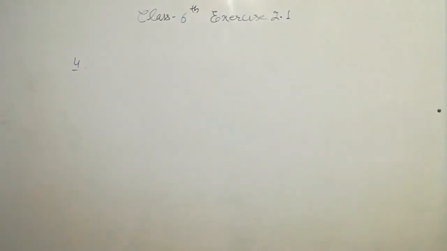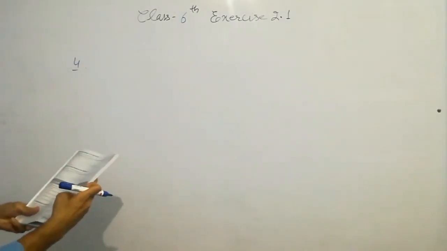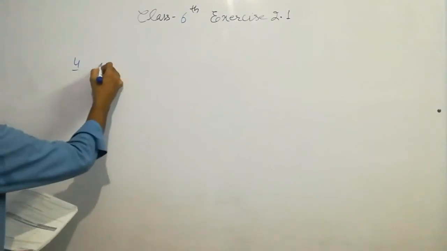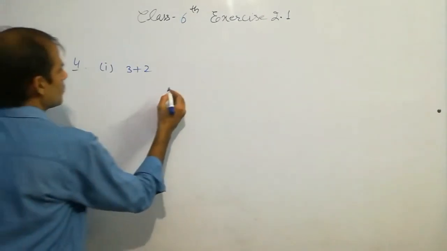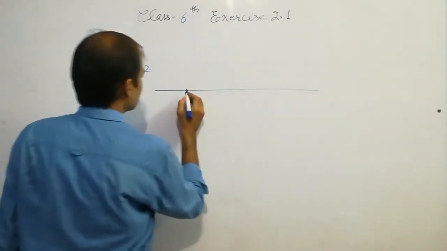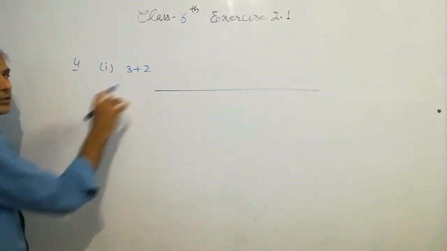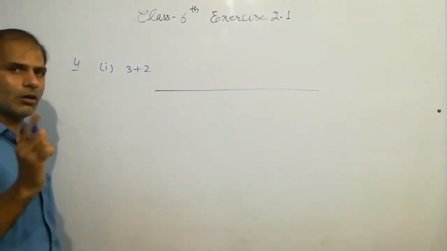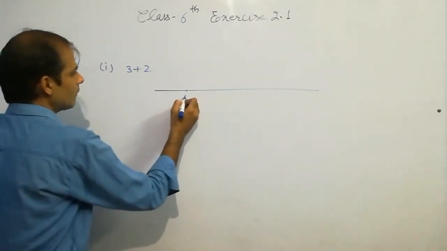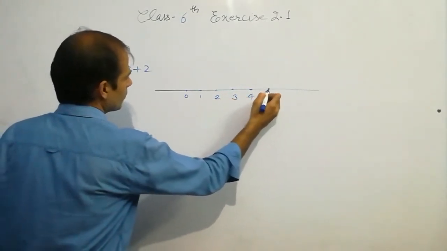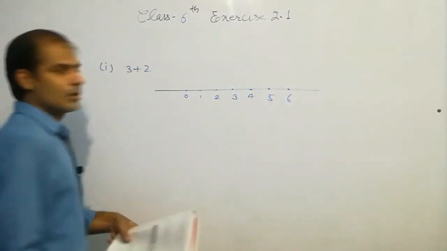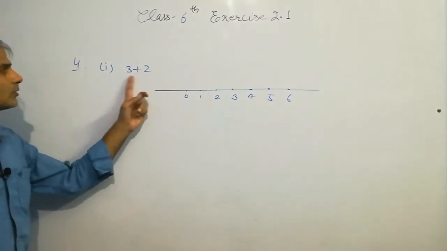Fourth question is, represent each of the following on number line. Here first part is 3 plus 2, so draw a number line. As you know, 3 plus 2 is 5, but we have to perform on the number line. So start with 0 1 2 3 4 5 and 6. What is the sum? 3 plus 2 is 5.